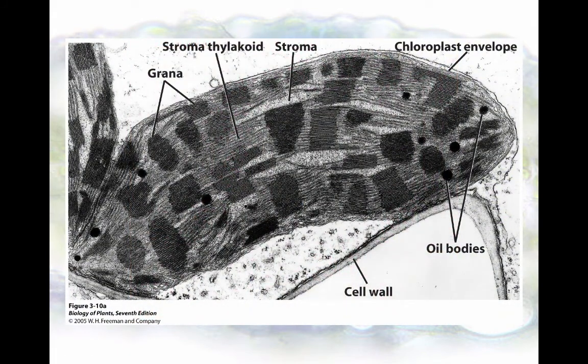Here's a TEM, transmission electron micrograph, of a chloroplast, and you can see it's got its thylakoids all stacked up, but you can also see it has other things too. It has some oil bodies in it. You may even find starch grains in chloroplasts. So many of these plastids can contain more than one compound or substance.